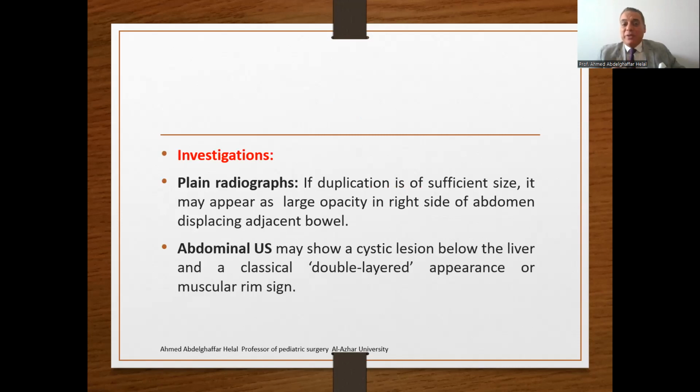Investigation: on the plain radiograph, if the duplication is of sufficient size, it may appear as a large opacity in the right side of the abdomen, displacing the bowel. Abdominal ultrasound may show the cystic lesion below the liver with a classic double-layered appearance or muscular rim sign of a duplicated part: hyperechoic outer, hyperechoic inner, and hypoechoic muscular layer in between. So the ultrasound may show this cystic lesion below the liver with this specific diagnostic feature.